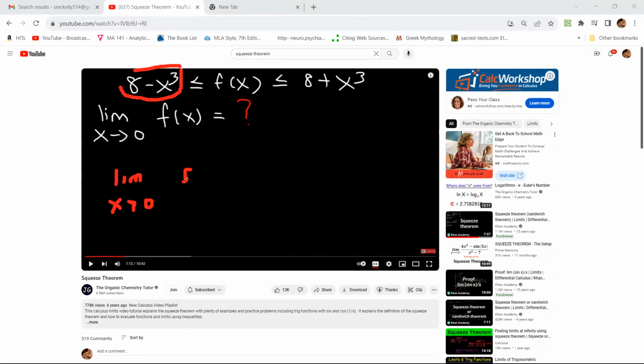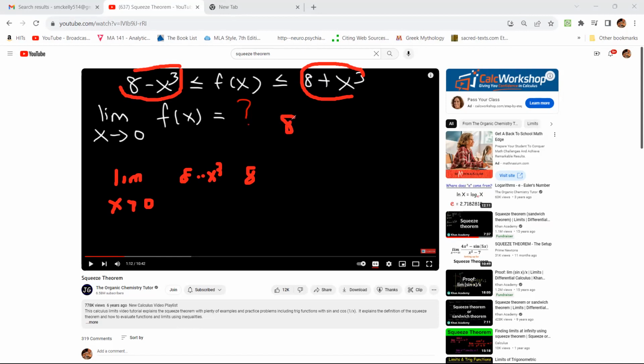Wouldn't it just be 8? Yeah, don't overthink it. It's not that complicated. Promise you. Plug it in, you get 8. So that limit is 8, right? What about the limit over here? That would be 8 too. So f of x is between two things that both go to 8, right? So what do you think this limit is going to be? 8.